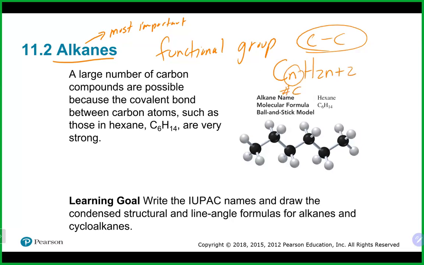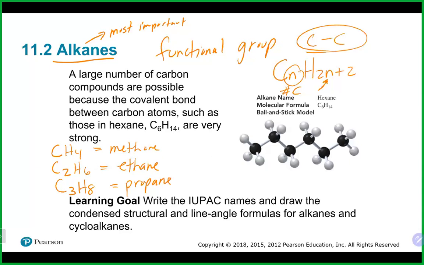So for example, if I have one carbon, 1 × 2 is 2 + 2, it should have four hydrogens. And that is what is known as methane. If I have two carbons, N is 2, 2 × 2 = 4 + 2 = 6. And that is what is known as ethane. As we just saw there, if I have three carbons, 3 × 2 = 6 + 2 = 8, will give us our propane here.